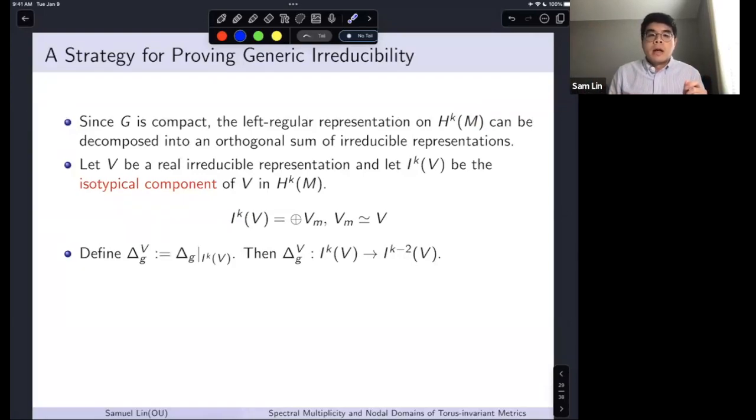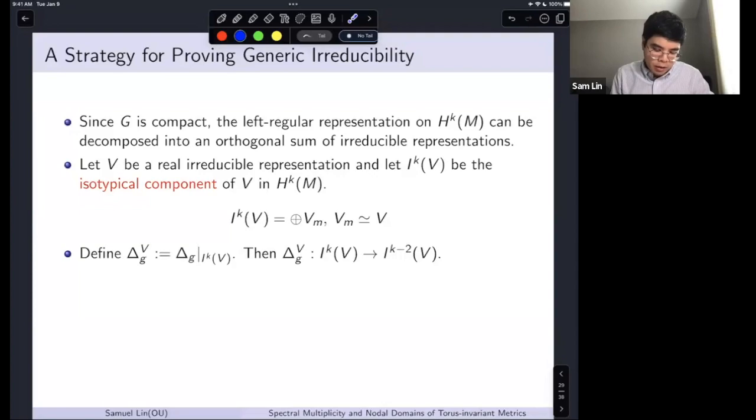Now I can first fix a real irreducible representation V. And we let I^k(V) be the isotypical component of V inside of H^k for the left regular representation. What that means is I look at all representations inside of H^k that are isomorphic to V and sum them together. So I^k(V) is the sum of the V_m, where each V_m is a representation isomorphic to the representation I fixed in the beginning. This is called the isotypical component.